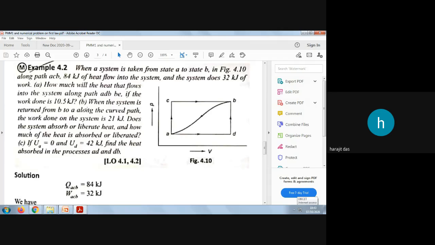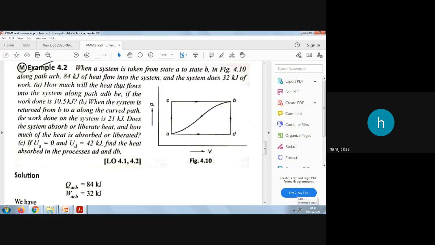Here, when the system returns from B to A along the curve path, the work done on the system is 21 kilojoule. Work done on the system means it is negative. Does the system absorb or liberate heat? They have asked whether the heat is evolving or being absorbed, and how much is absorbed or liberated. We will come one by one, so first we will take this one.